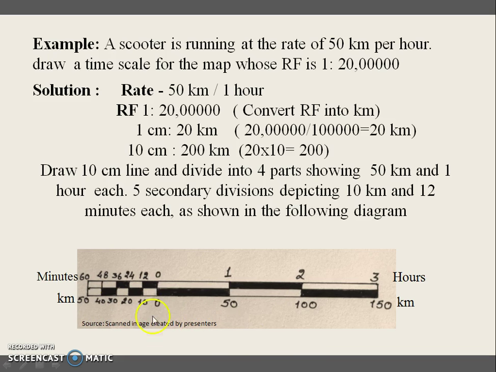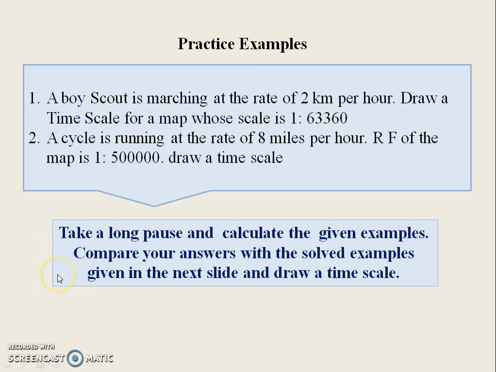Now we come to secondary divisions. We need 5 secondary divisions of half centimeter each, which can be drawn easily with the help of a ruler. Each secondary division will show 10 km ground distance and the time factor of 12 minutes each as shown in the diagram.